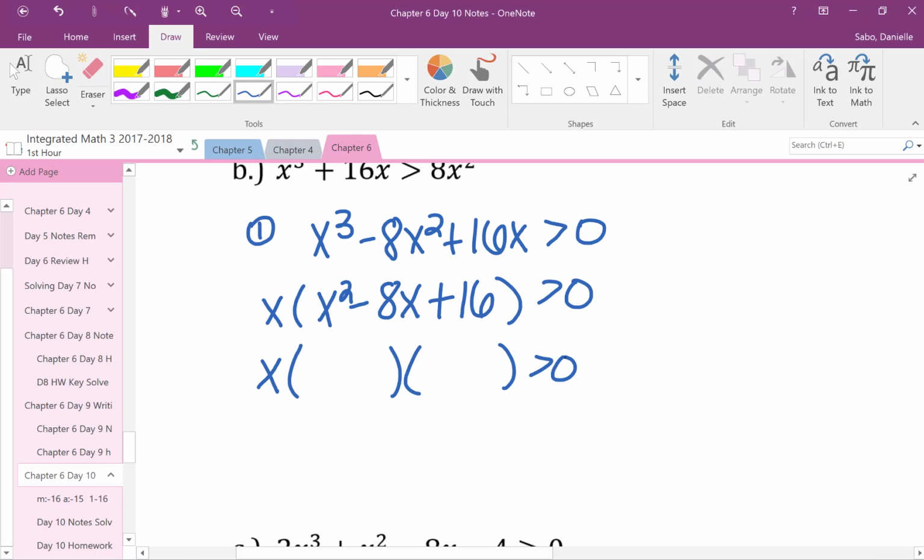What did you guys get? Good, a negative 4 and negative 4. When you multiply them, you get positive 16, and when you add them, you get negative 8. That's why that one works.